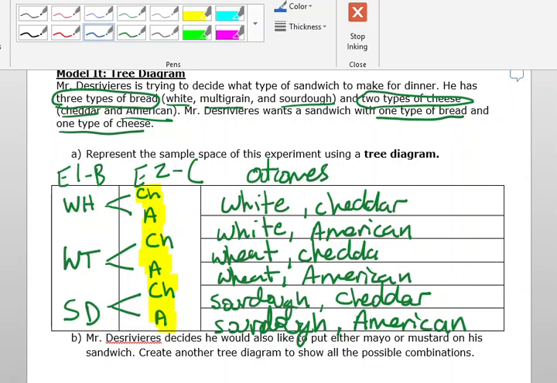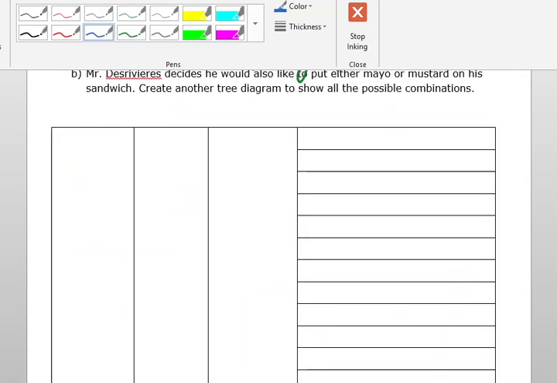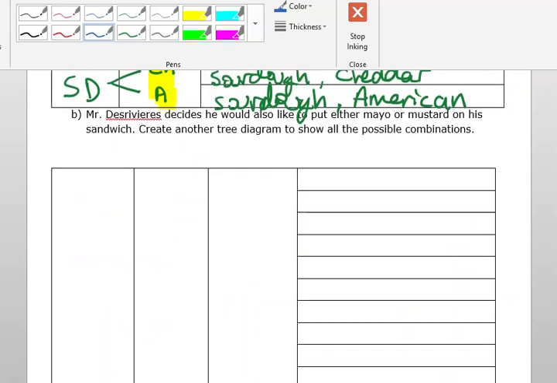But let's turn this up a little bit. Let's make a more interesting sandwich for Mr. D here. So he decides that he wants to either put mayonnaise or mustard on his sandwich. Create a tree diagram, another tree diagram to show all the possible combinations.